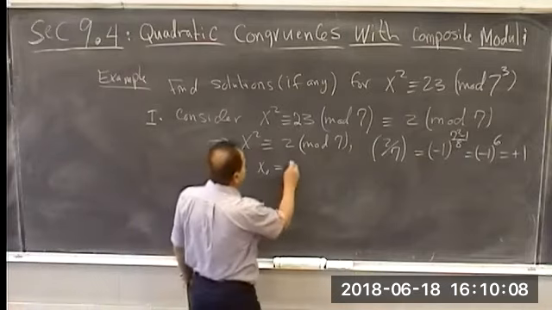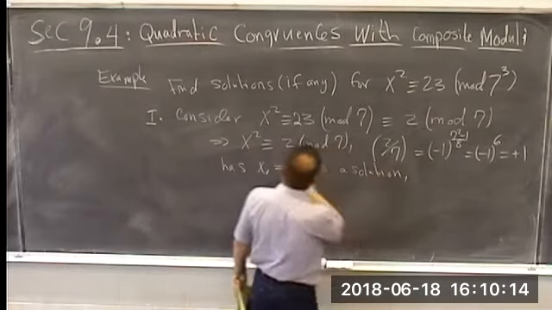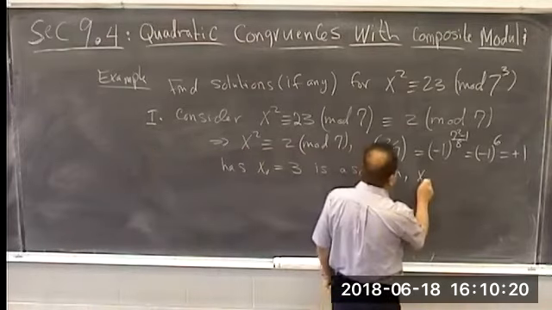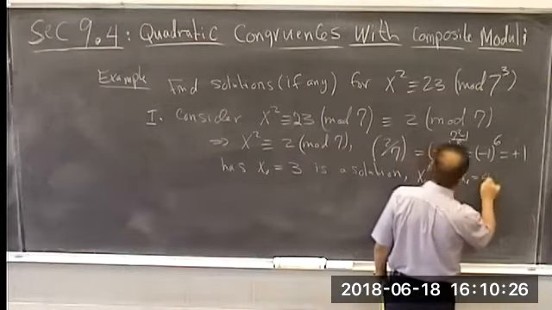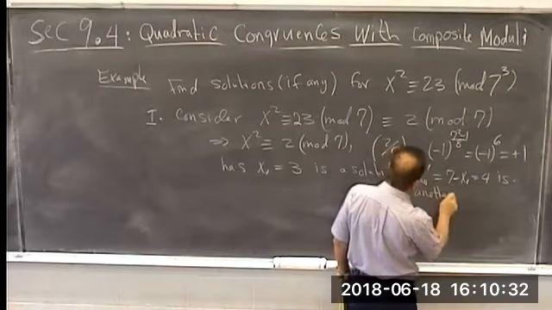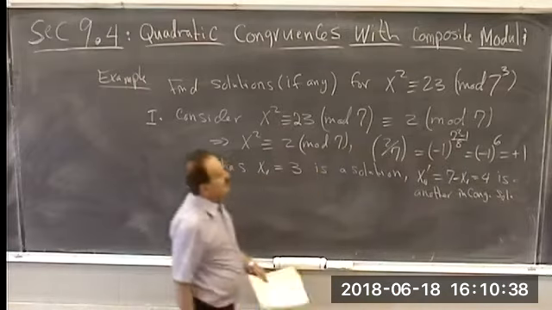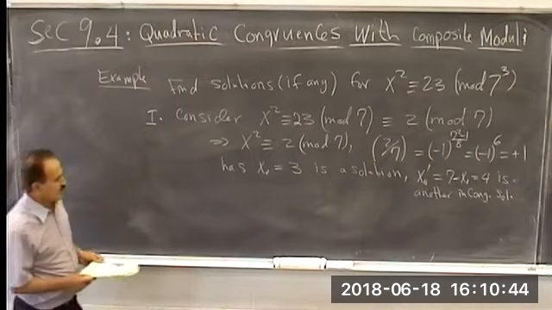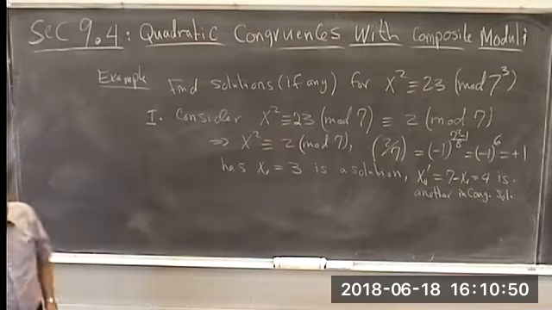So x sub 0 equal to 3 is a solution, which you can check: 9 minus 2 is 7. And the other solution, x0 prime, is going to be 7 minus x sub 0, which is 4, another incongruent solution. And this is it, because by Lagrange's theorem, this has at most 2 solutions, so in fact it has exactly 2 solutions. Now the question is how we can go from 7 to 7 squared. So we're going to go step by step.